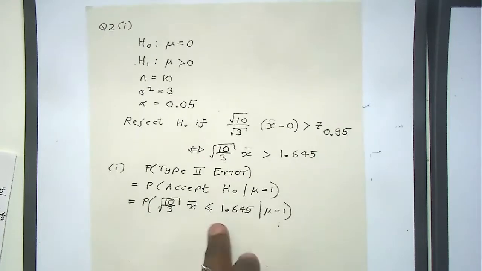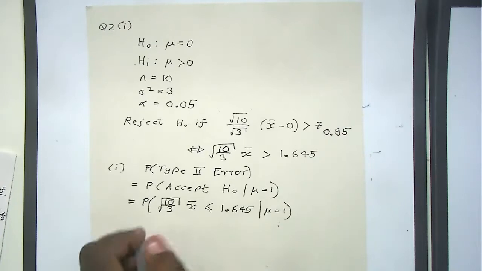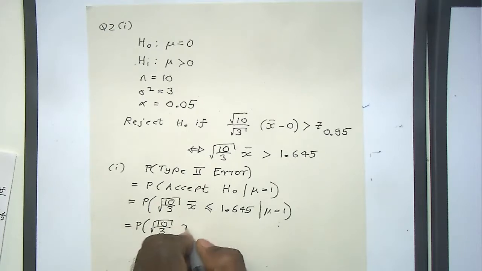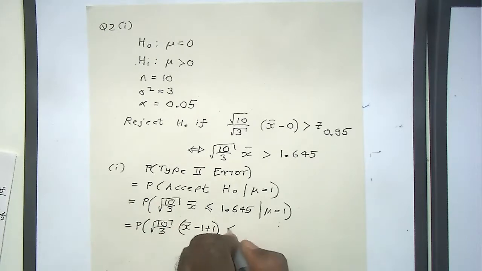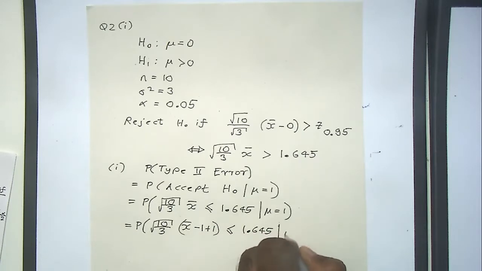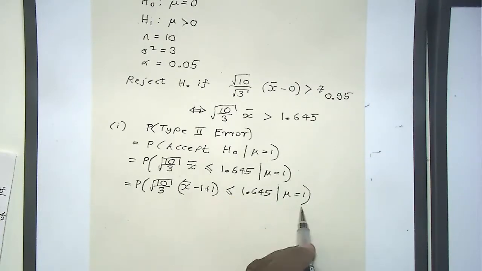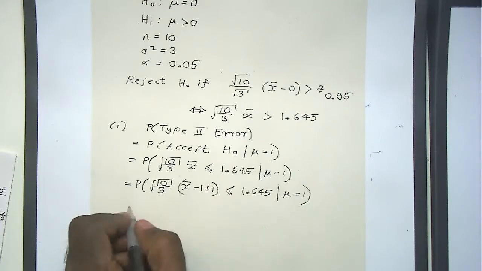Now this is why you need to use the right one. I think I mentioned this a couple of times in the class. You see, what I've done here is to subtract 1 and add 1, and the reason I'm doing this is because the true population mean is 1, not 0. Okay.